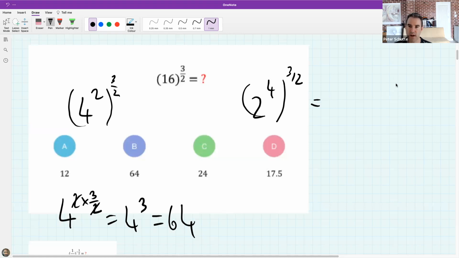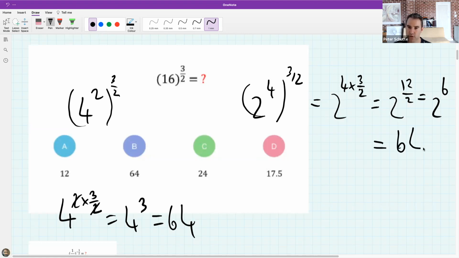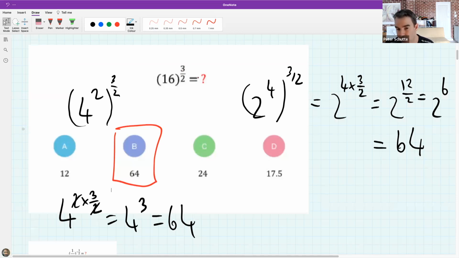Or if you did it this way, you just say 4, and then you get 12 over 2. And that will also give you 64. And so the correct answer is that. What I want to point out is that we can deal with powers that are fractions, and the laws of exponents apply just fine to them. So there's nothing scary about fractions that are powers.